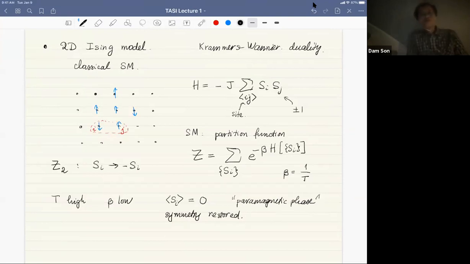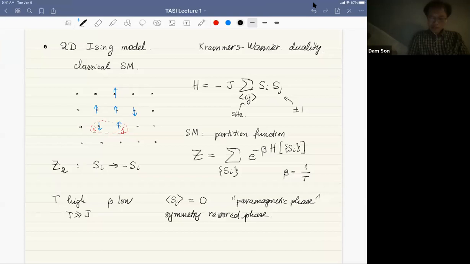The Z2 symmetry flips the sign of all spins, Si to minus Si, and since the Hamiltonian involves a product of two spins, the Hamiltonian doesn't change under Z2. In the high temperature regime, all the spins are randomized. The average value of spin is zero. It's a symmetry restored phase. What do you mean by high temperature? The only parameter with the dimension of energy here is J. So for high temperature, you need T much larger than J.